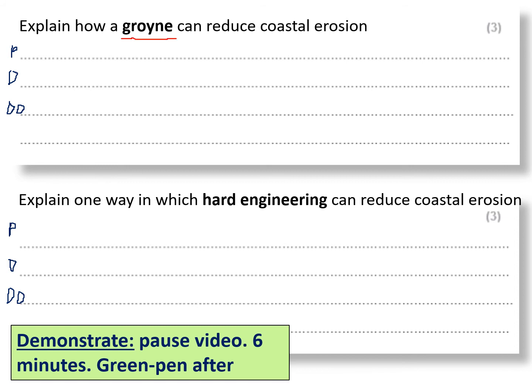The second one asks you to choose your own type of hard engineering, for which the first mark will be simply naming it. So yeah, you could use groyne for the second question, but challenge yourself and try and use something else, seawall or riprap or so on. Pause the video, give it a go.